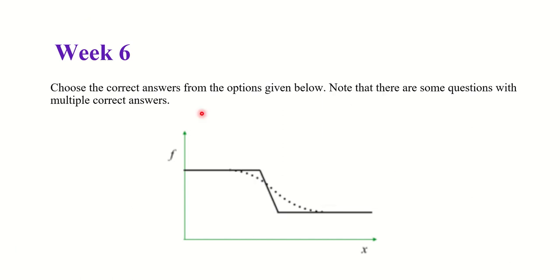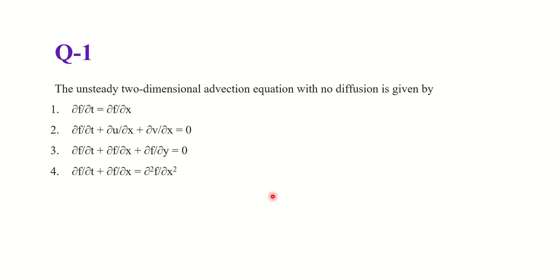assignment problems. Choose the correct answers from the options given below. Note that there are some questions with multiple correct answers. So this is the given system. There are some deviations. We'll see what the question is for this problem and we'll decide.